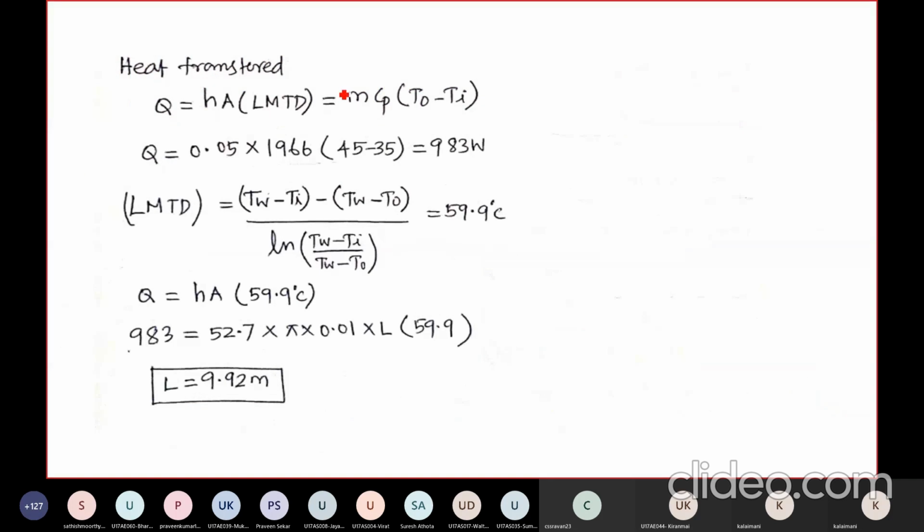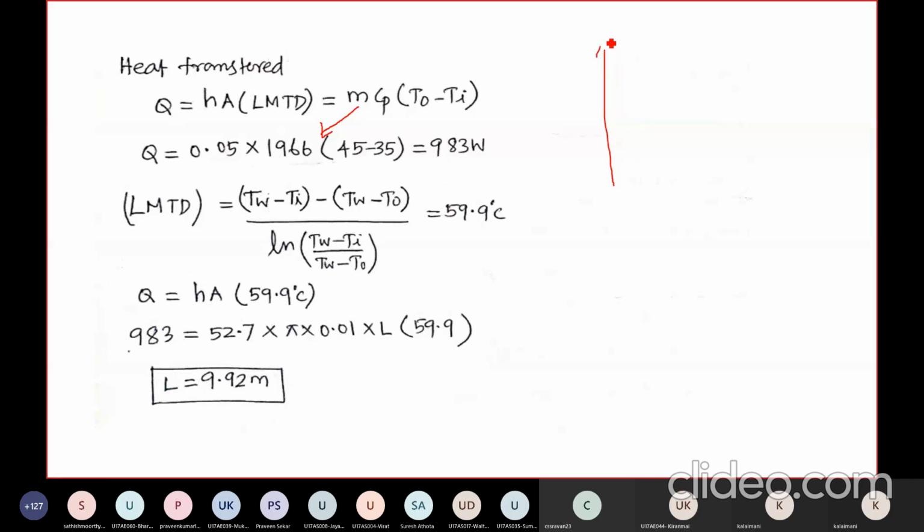So first find out heat transfer. Q is equal to h A LMTD, logarithmic mean temperature difference, equal to m c_p (T_o minus T_i). First of all, I am using this relation to find out your Q value. Q is equal to your mass flow rate 0.05 into c_p value 1966, in the outlet temperature of the oil 40 minus inlet temperature 35. We are getting 983 watt.